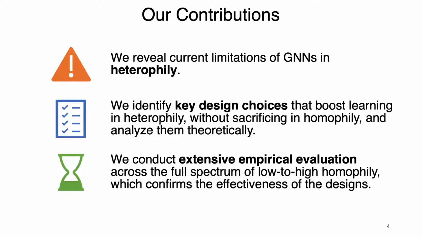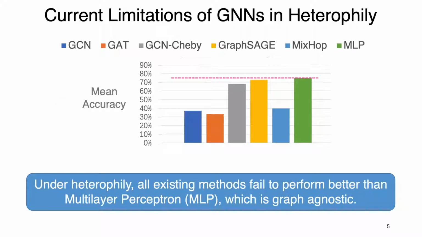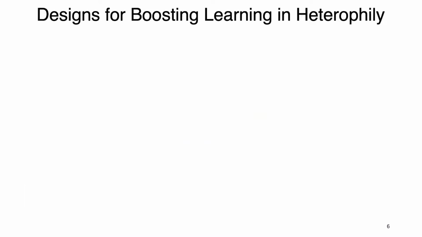As a motivating example, we test some widely adopted GNNs in heterophily and observe that in some cases, all existing methods fail to perform better than multilayer perceptron, which is graph-agnostic. This reveals the challenge of popular GNN models to effectively leverage graph adjacency information in heterophily.